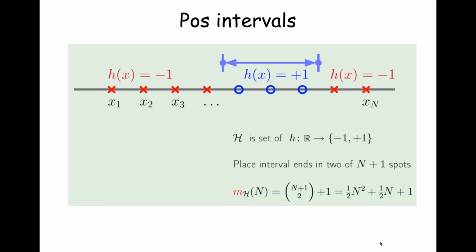Now, the positive intervals, it's another hypothesis set. It's more complex. It has two different anchor points. Let's call them the left one and the right one. You can call it A and B if you want to. It doesn't matter what you really call it.